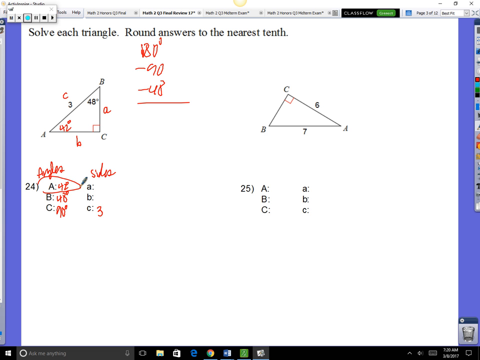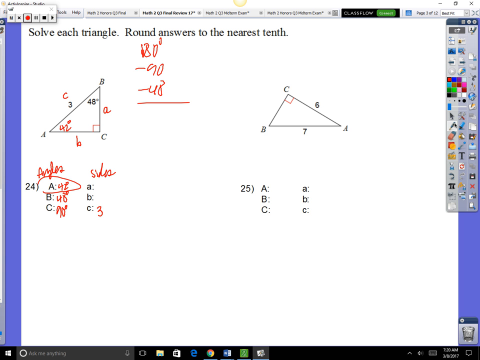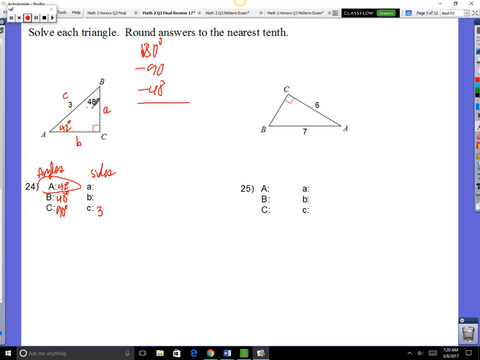Now, the only way I can find side a and side b is I've got to do some trig. So if I'm going to do some trig, first you've got to mark up your triangle. You can mark it either from the 48 or the 42. Don't ever mark it from the C. Don't ever mark it from the 90. Mark it from one of the acute angles. And it does not matter where you mark it.